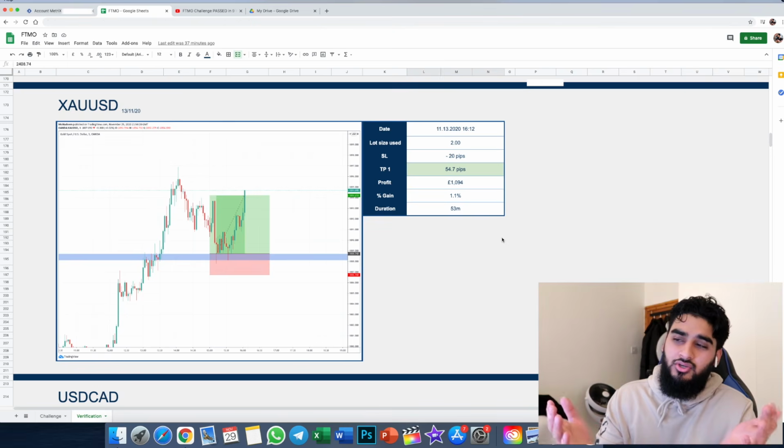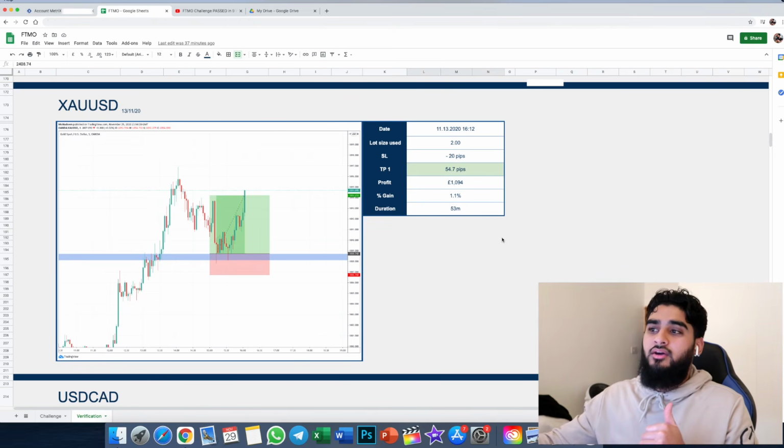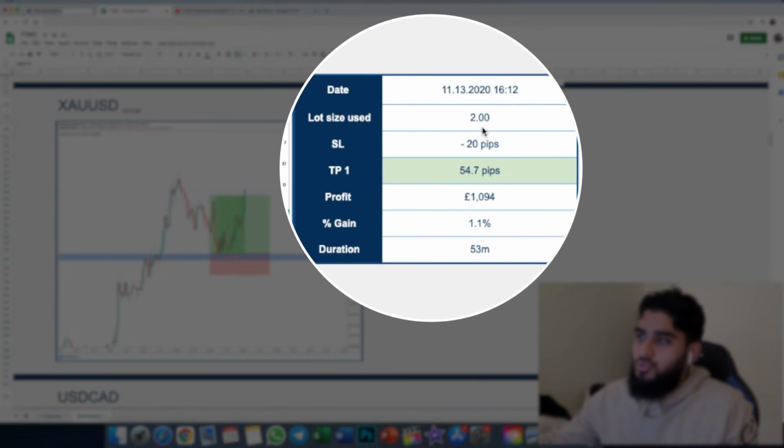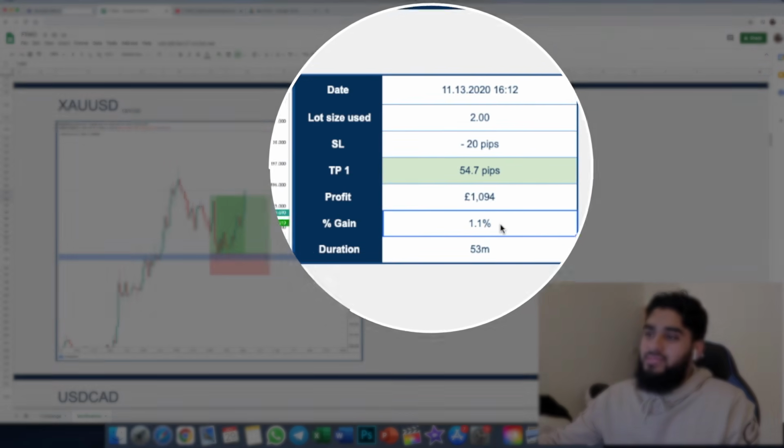Unfortunately, I did not catch the drop, but I did manage to catch a few of the recovery trades on the way back up before gold tumbled all the way back down again. This trade was taken on 2 lots. It had about a 20 pip stop loss, 54 pip TP, and total profit 1k, and the gain on my FTMO account was about 1.1%.